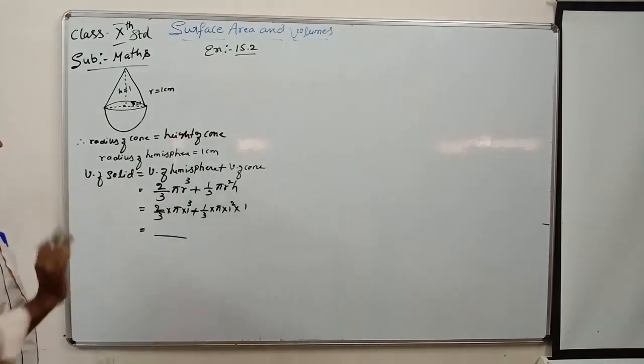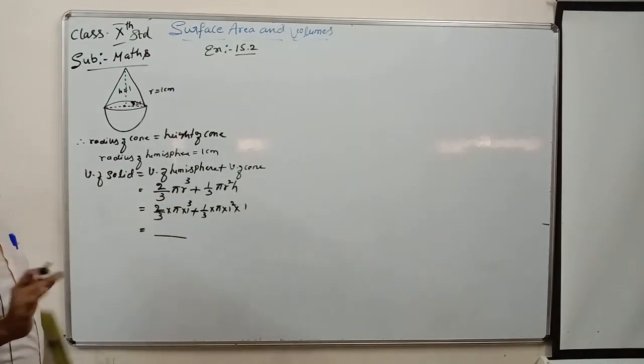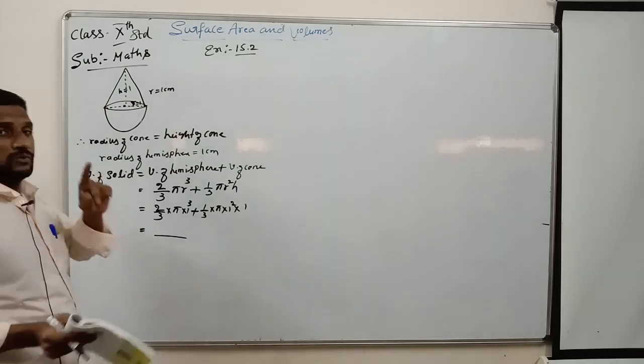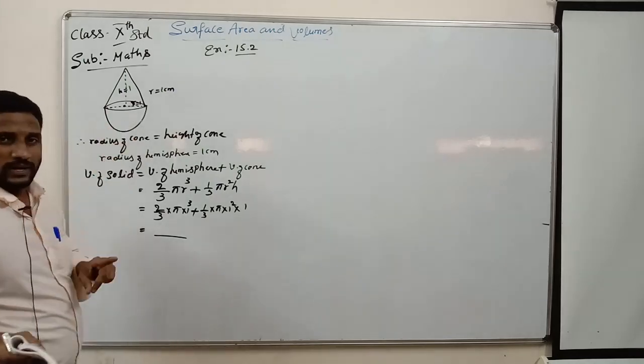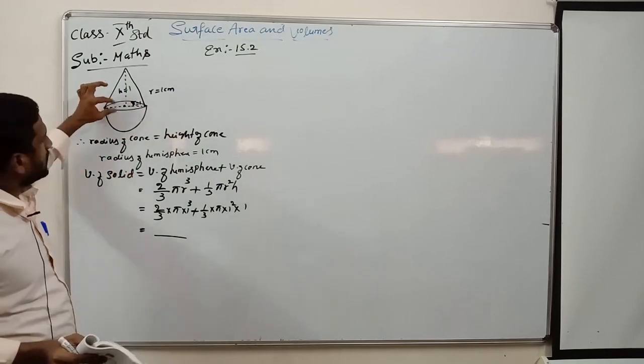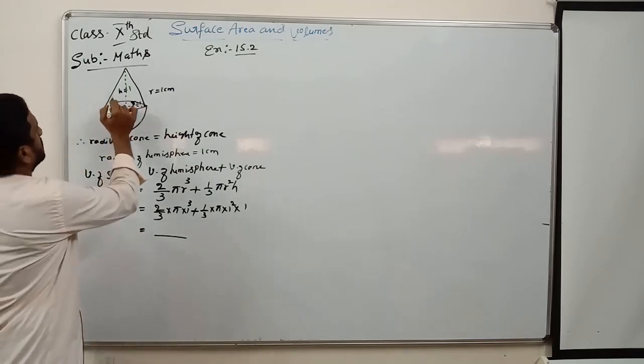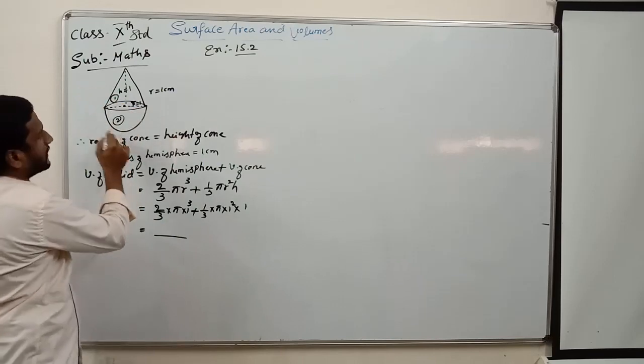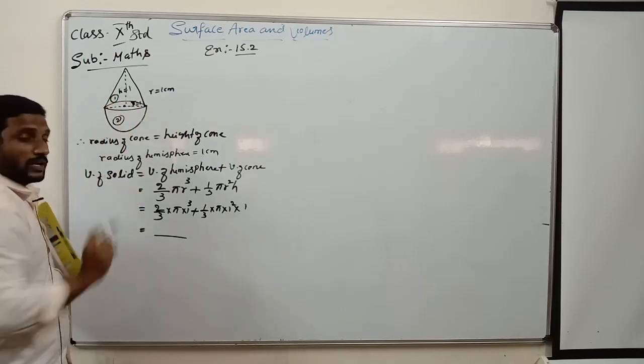So this is your main problem. So what is the main thing here? You should know the volume of the hemisphere formula and the volume of the cone formula. If you add these two, call it 1 and call it 2, you are going to get the volume of the solid.